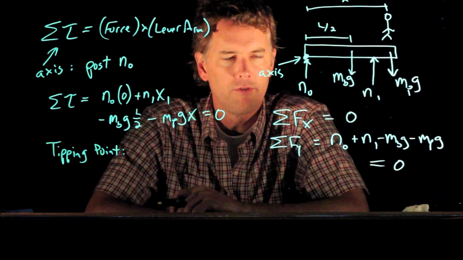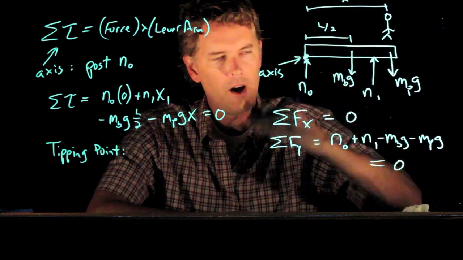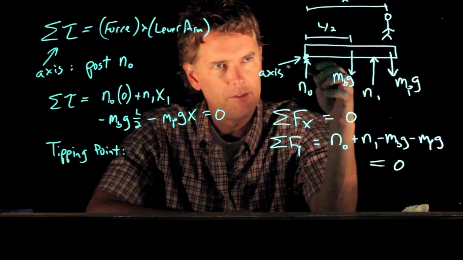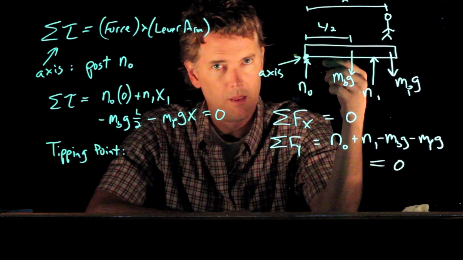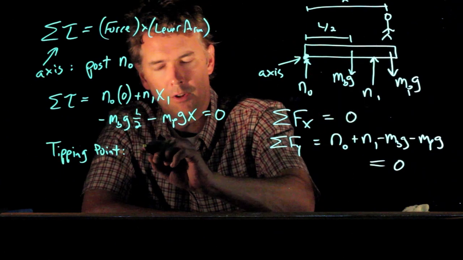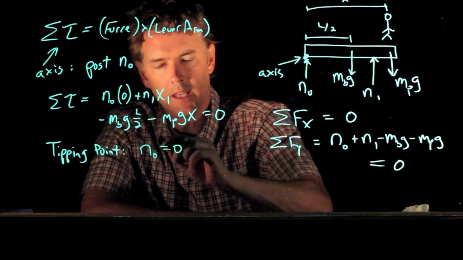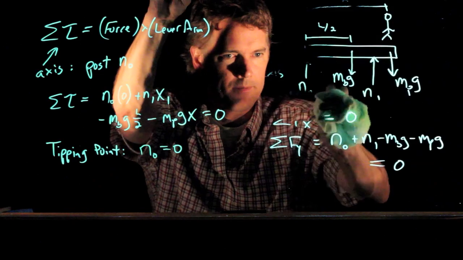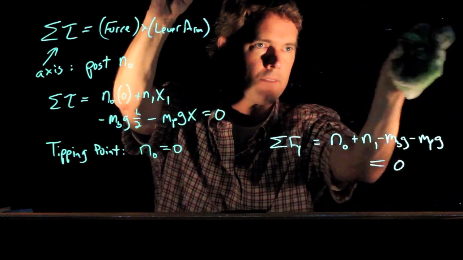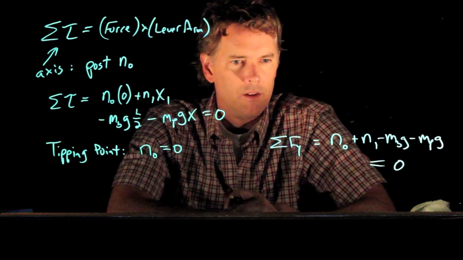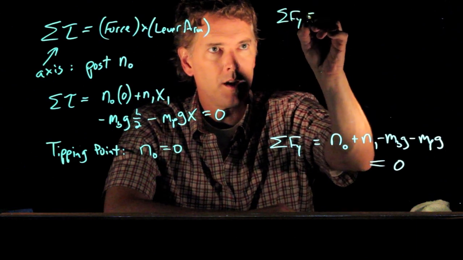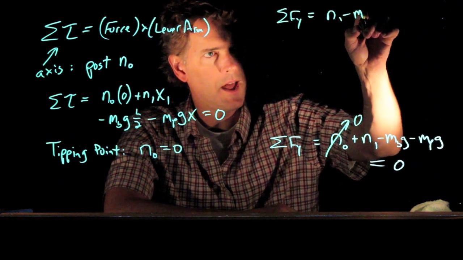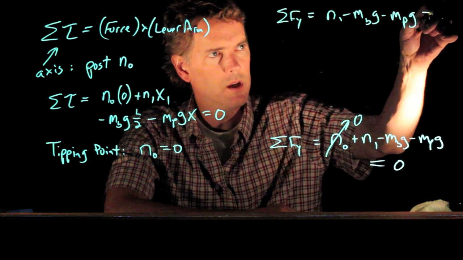And so there is a condition for tipping. Namely, when this beam tips up, it loses contact with the post on the left, with post N0. And if the beam loses contact with the post, the post can't push up on that beam at all. And so the condition is N0 equals zero. Okay, so let's see if we can solve this thing for x now. The sum of the forces in the y direction told us we had this, but now we're saying N0 is equal to zero. So it's really just N1 minus m_b g minus m_p g is all equal to zero.